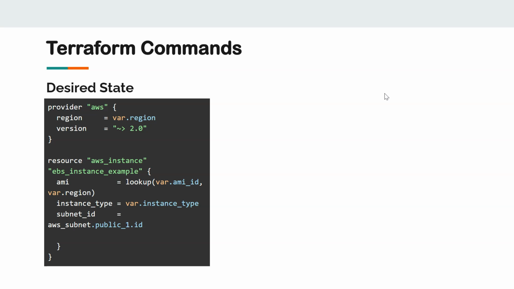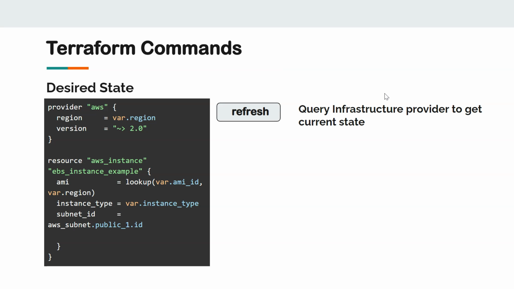The next thing is the Terraform commands. Here we will take an example for the Terraform commands. This is my desired state and I am going to use the Terraform command refresh. Refresh queries the infrastructure provider to get the current state. It will simply check the current state of your already created infrastructure.